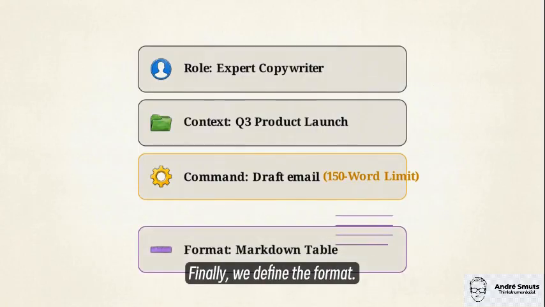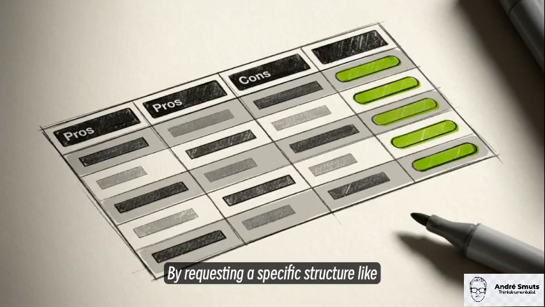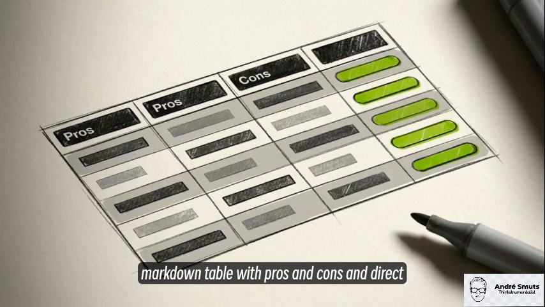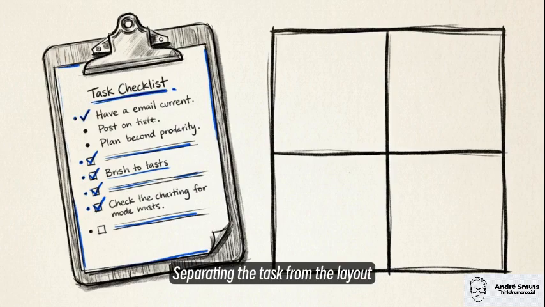Finally, we define the format. This instruction strictly dictates the visual layout of the final output. By requesting a specific structure like a markdown table with pros and cons and direct call to action buttons, you ensure the result is highly readable and ready to use. Separating the task from the layout ensures the final deliverable meets your specific business requirements.